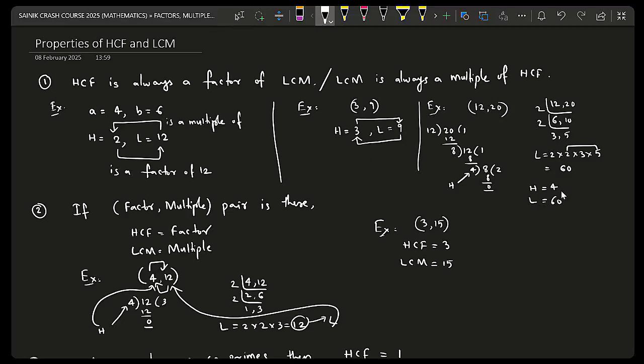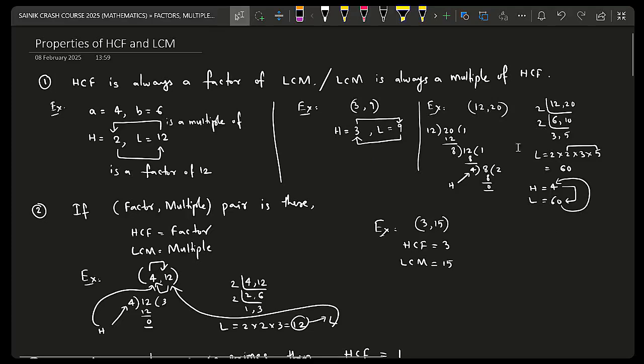Now, Rishikesh, can you tell me, is 4 a factor of 60? Yes, sir. Is 60 a multiple of 4? Yes, sir. So, always this relation will be there between HCF and LCM. For whatever numbers you take, either two numbers or more than two numbers, HCF will be a factor of LCM and LCM will be a multiple of HCF.